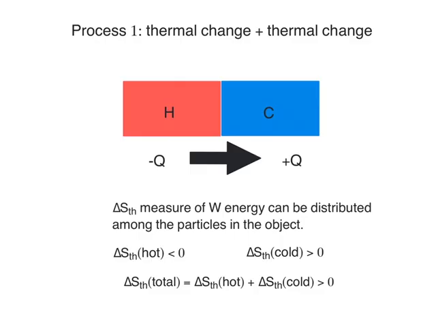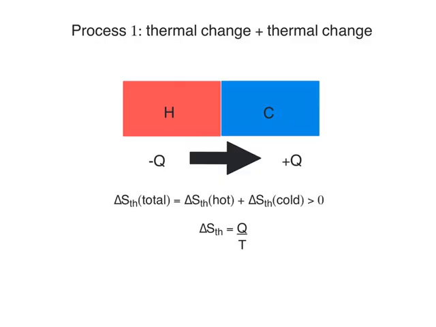Evidently, delta S thermal depends on some other factor than Q. This factor is the Kelvin temperature. We define delta S thermal as Q over T. Take a moment to reflect why this definition of delta S thermal explains that this process is thermodynamically favorable. You might try substituting values in for Q and T to help you with your reasoning.